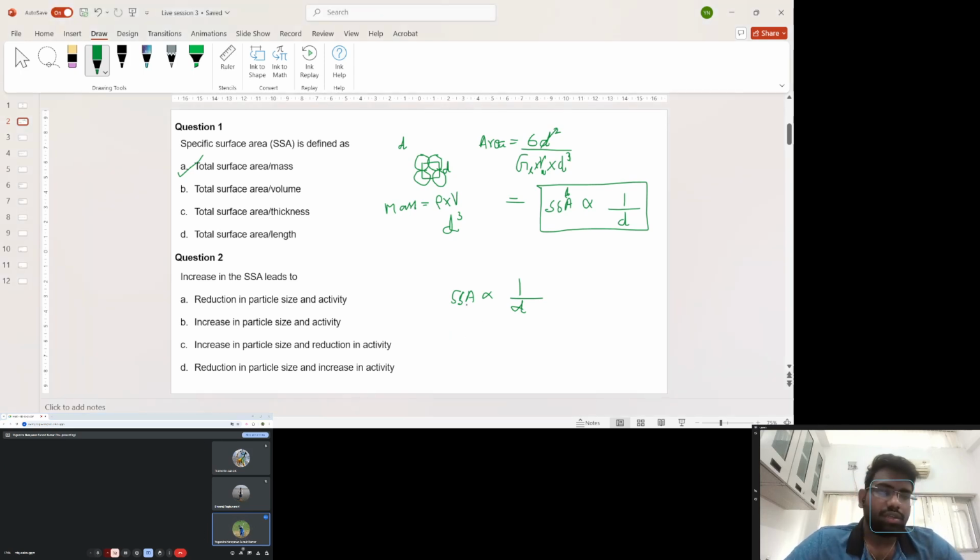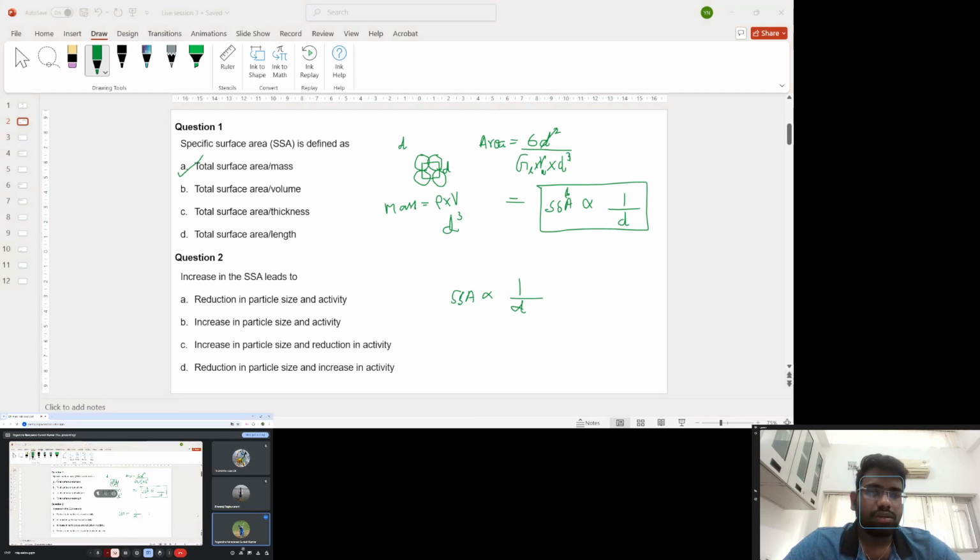So now as specific surface area increases, particle size will decrease. It is the other way around. If the particle size starts decreasing, the specific surface area starts increasing. And activity is the property of the particle to interact with external agents. Once the specific surface area becomes larger, there will be more space available for surface interactions to occur. Understood?